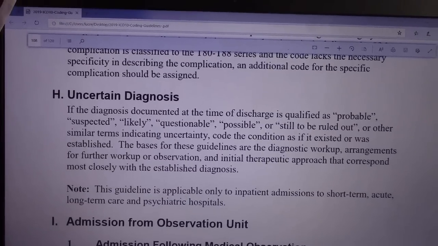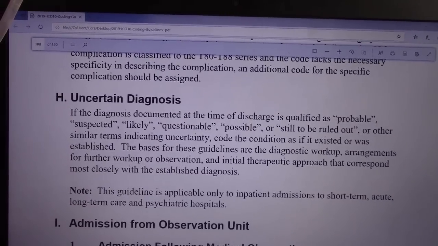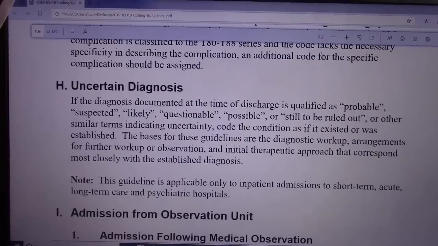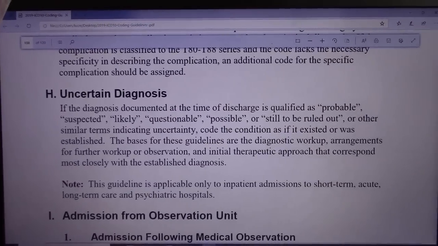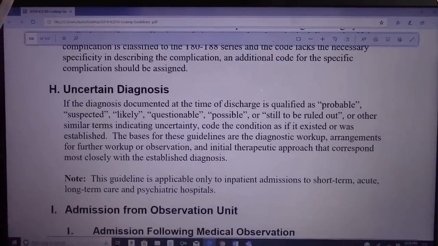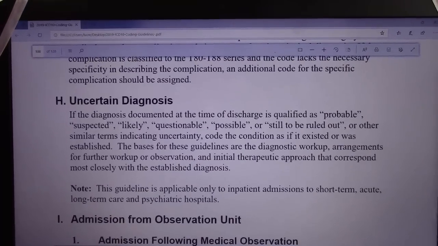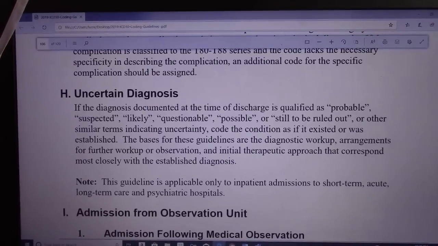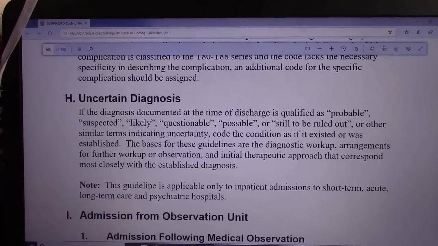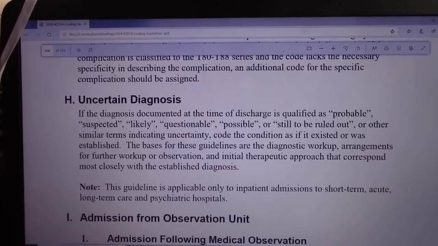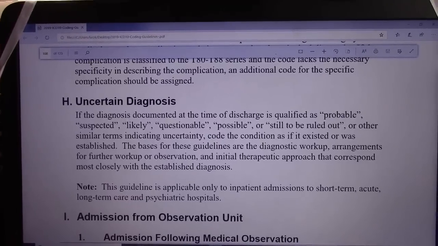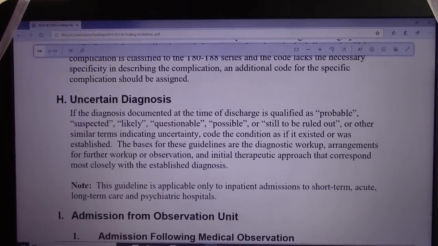If the diagnosis documented at the time of discharge is qualified as probable, suspected, likely, questionable, possible, or still to be ruled out, or any other similar terms indicating uncertainty, then code the condition as if it existed or was established. The basis for these guidelines are the diagnostic workup, arrangements for further workup or observation, and an initial therapeutic approach that corresponds most closely with the established diagnosis.